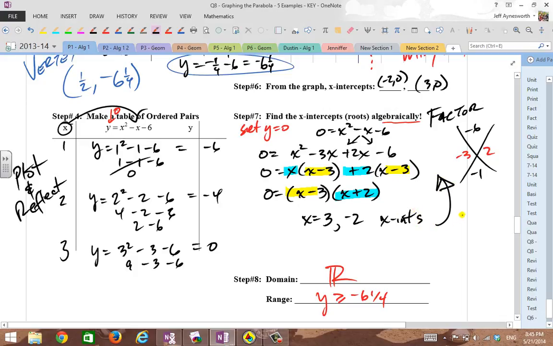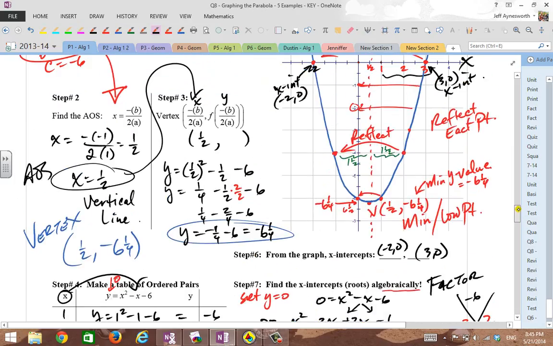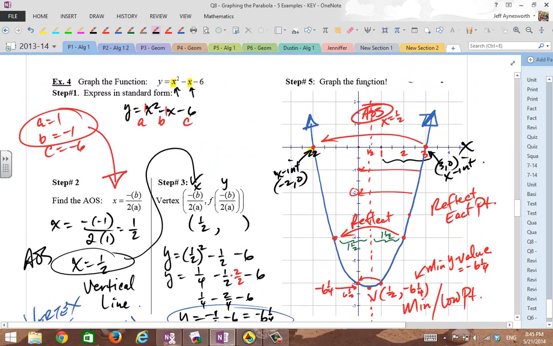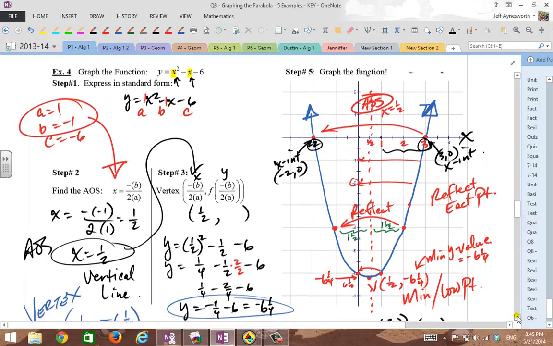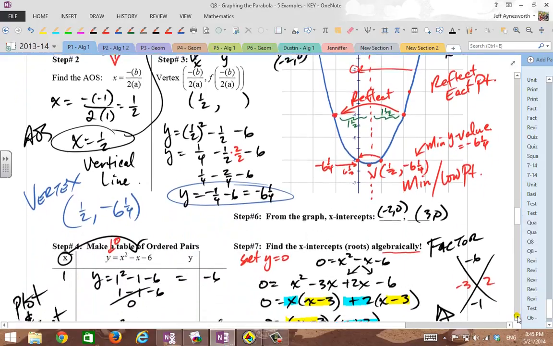Look above in the graph to check. Let's go ahead and do that. 3 and negative 2, where are they? Well, they happen to be right here. There's positive 3, and there's negative 2, right? So you can see it in the graph, and you can also see it algebraically. So there you go, there's example number 4, full blown.